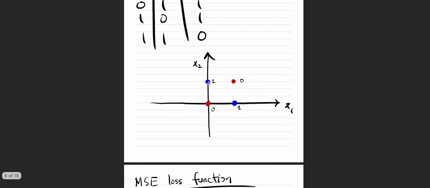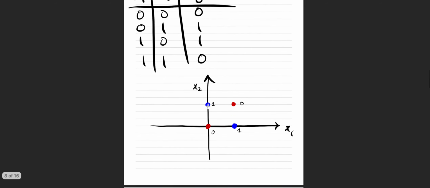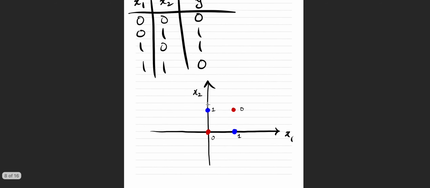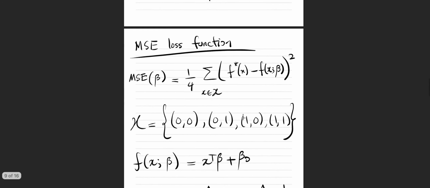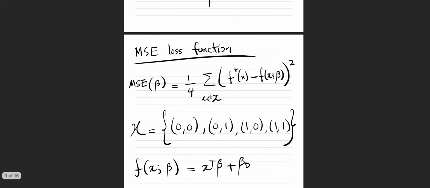So we have these 4 points. One point is x1 is 0 and x2 is 1, another is x1 is 1 and x2 is 0, this one is x1 and x2 both 1, and this is x1 and x2 both 0. We want to fit a function to learn this relationship. If we use the mean squared error, we have 4 data points, and this is our f star.